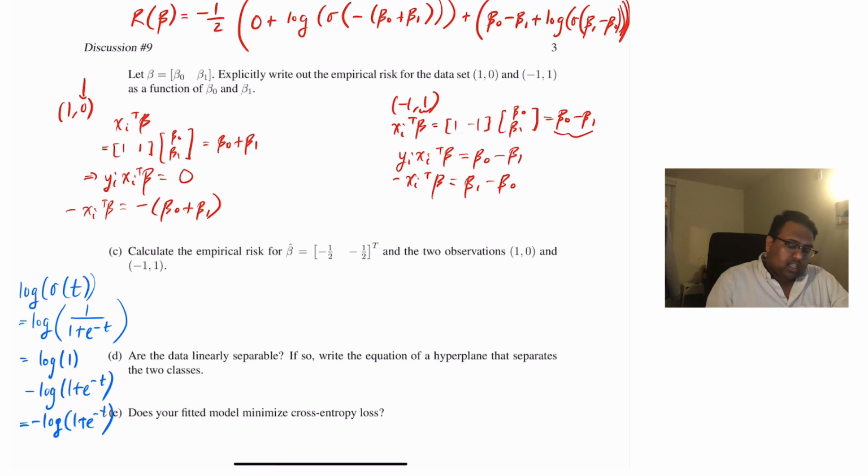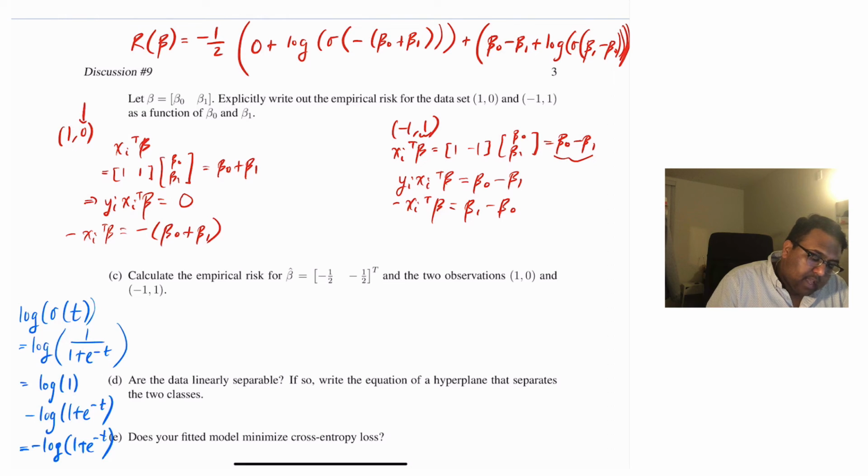So that'll help us in some of our simplifications. Again, I'm passing in beta naught and beta 1 are both equal to negative 1/2. So now my risk in terms of beta is still negative 1/2 times negative log of 1 plus e to the negative t. But in this case, t is already negative.